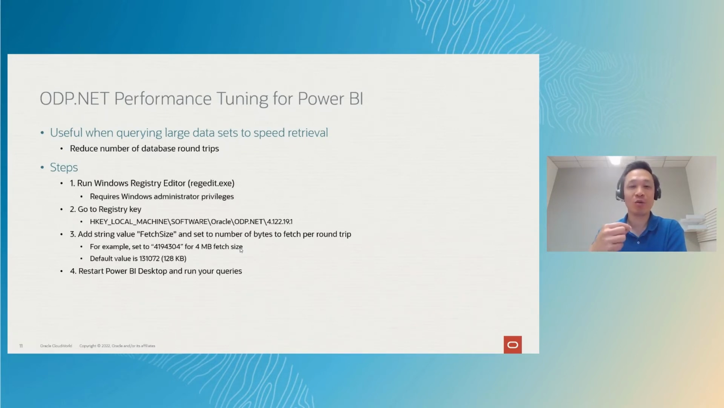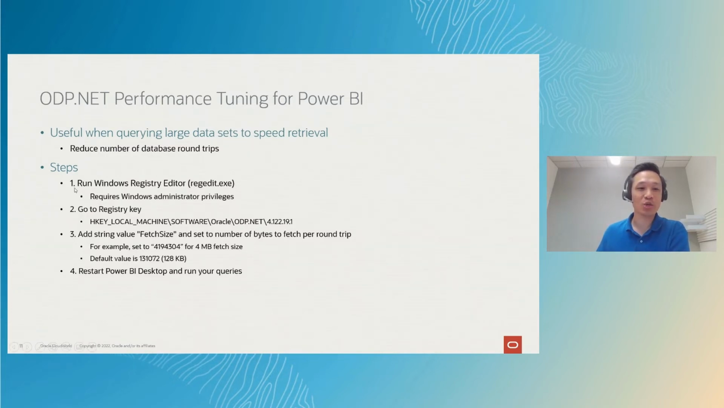So if you want to get 1 megabyte of data, you're going to have to do 8 round trips to the database. Now, if you already know you're going to get, say, 1 megabyte of data or 4 megabytes of data, you can set a fetch size in ODP.NET through the Windows registry to that 4 megabyte size. And by setting it to the 4 megabyte size, you'll be able to retrieve all that data in fewer round trips. Now, how to do that?